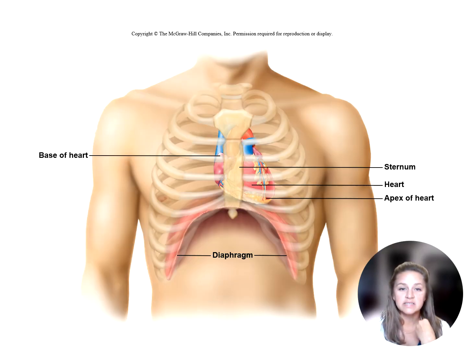So here it is in the center of the chest. Here's the base of the heart, the apex of the heart, the diaphragm. Here, we'll talk about this more when we talk about the pulmonary system. And here's the sternum.